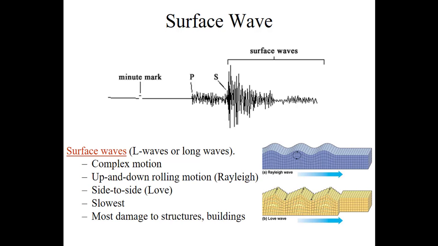Love waves have a side-to-side motion and move the Earth horizontally. So now imagine standing on the boat that is rolling up and down and at the same time moving left to right. Not a stable thing, and you can probably see how these are the waves that do the most damage.